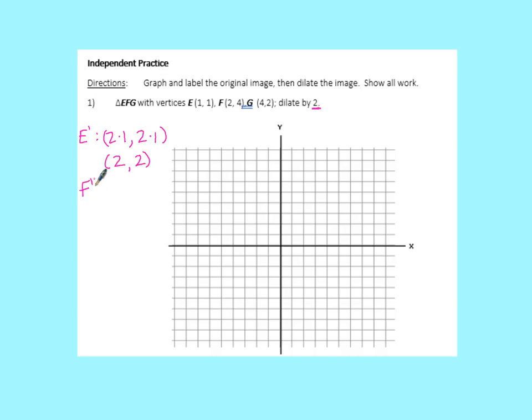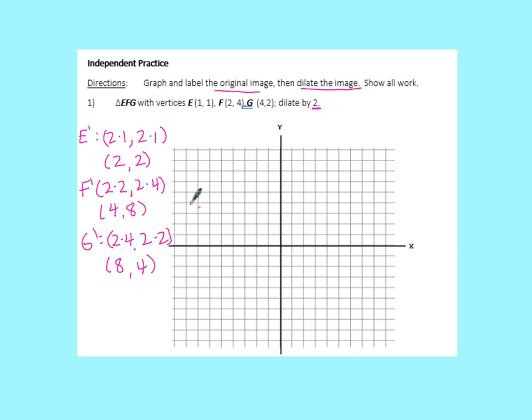Point F prime, we're multiplying 2 times 2 and 2 times 4. That gets us 4, 8. And then point G prime, we have 2 times 4 and 2 times 2. That gets us 8, 4. So there's all of our new points, and we want to graph and label the original image and the dilated image. So I'm going to do our first image in one color and then our second image in the next.